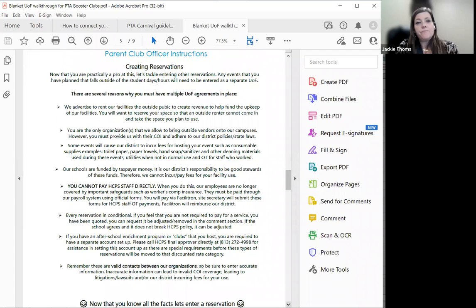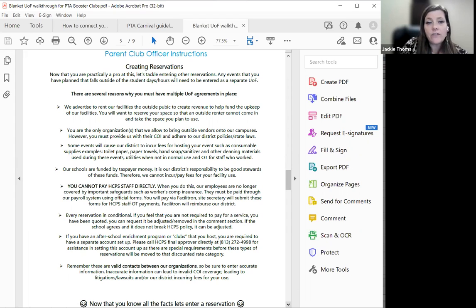And then, of course, there are the reasons why you have to have multiple use of facility agreements in place. We are advertising to rent our facilities to the public to create extra revenue. This revenue that we make, we use to help fund the upkeep of our facilities. So we want to make sure that any spaces reserved for you get their use facility agreements in as soon as possible.